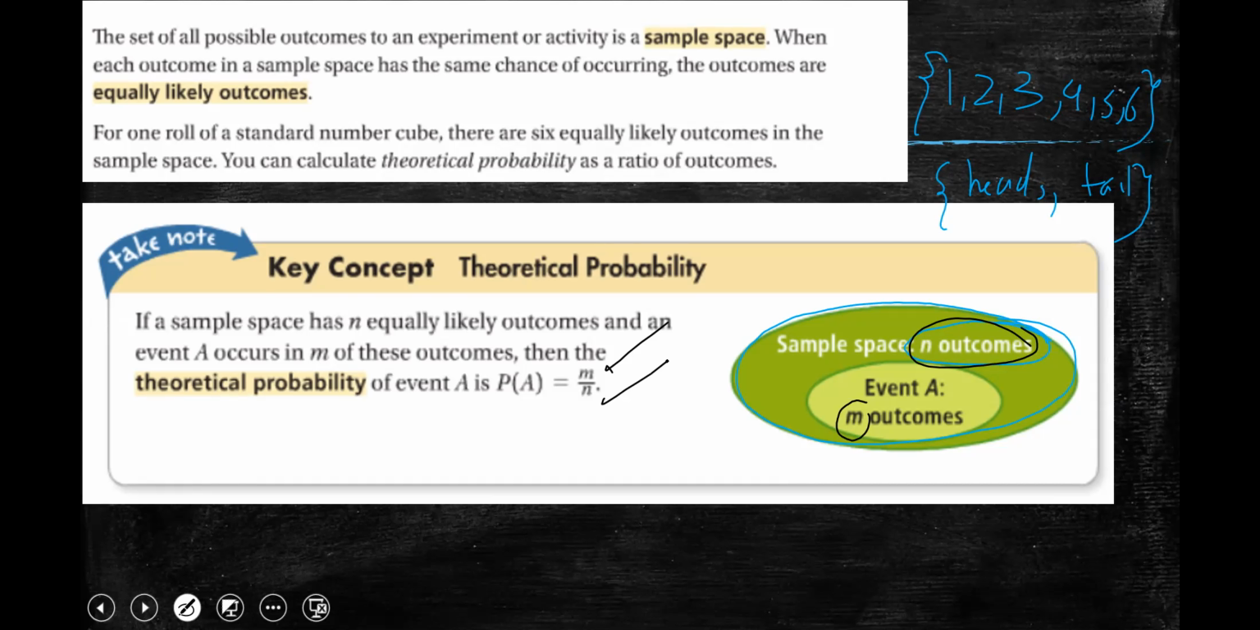Are they both the same? What is the difference between experimental and theoretical? Experimental is that I make an observation, like I toss a coin, and after that I collect data, count, and find the probability. Here it is theoretical. It's not happening, it's theoretical.